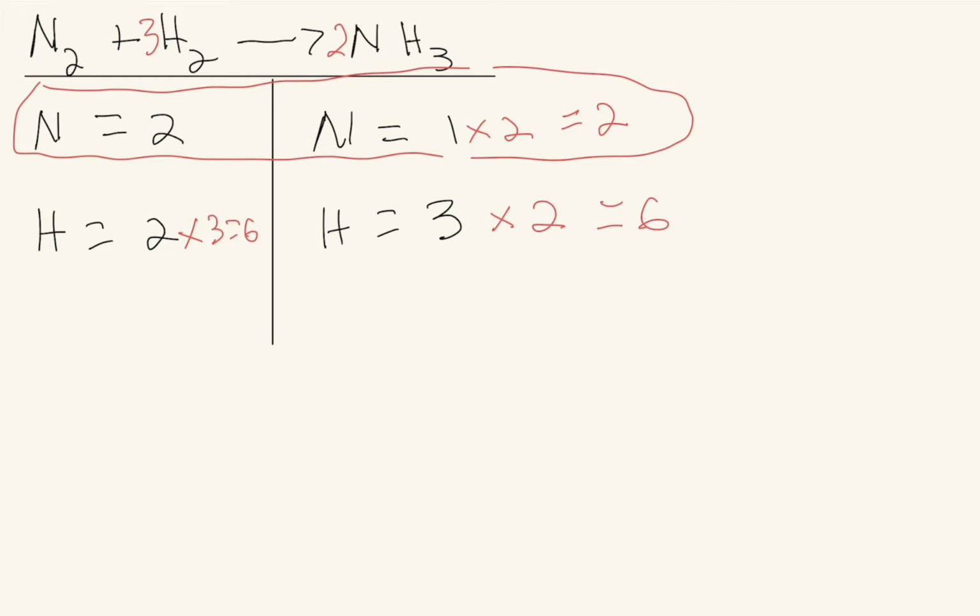So now that we finished 2 semi-easy problems, let's move into more complex problems. We'll do one looking like this. This is iron plus O2 creates Fe2O3.